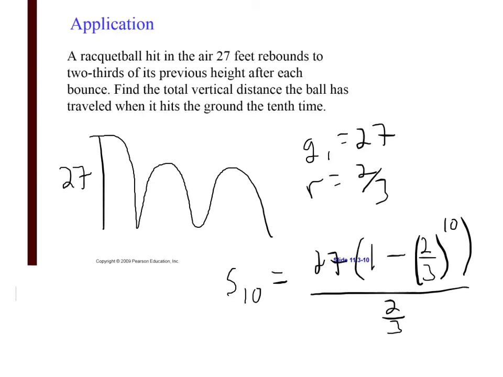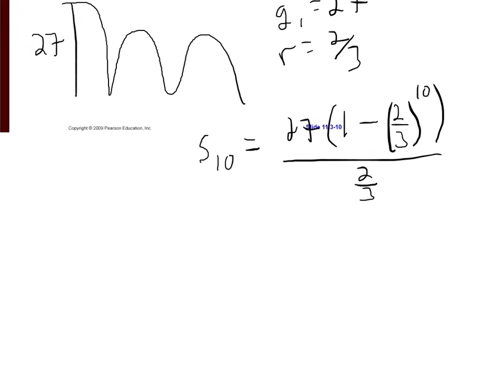And again, I think I'm going to use a calculator to evaluate that. So my calculator is telling me that by the time it bounces 10 times, this ball will have traveled 39.798 feet, I guess, or is it meters?